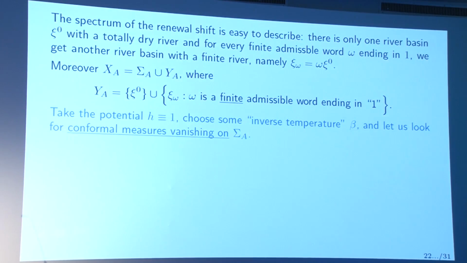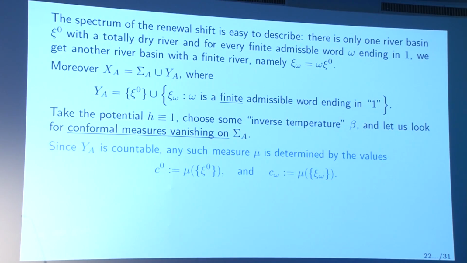So one thing that we are somewhat excited about is that people studying quasi-invariant measures or conformal measures on sigma A would only see the measures in this formalism which vanish on YA. So we thought maybe we can find examples in which the conformal measure is living entirely in the new part of the spectrum. So this is what I'm going to try to describe. So we choose a potential H equal to 1, and let's look for conformal measures vanishing on sigma A. So YA is a countable set, so measures there are defined by the values of the measure at each element.